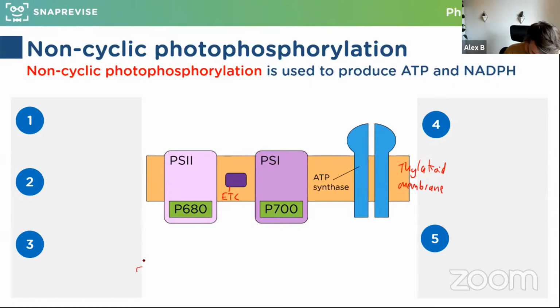We get a photon of light that hits photosystem 2. So PS2, PS stands for photosystem, not PlayStation.